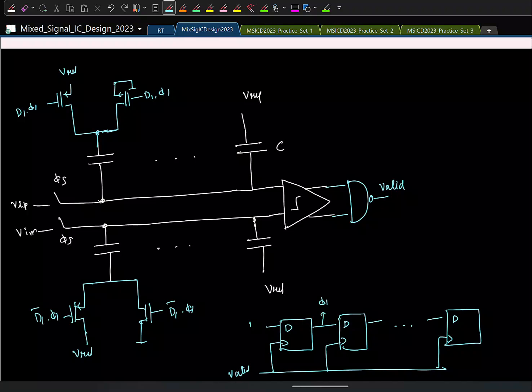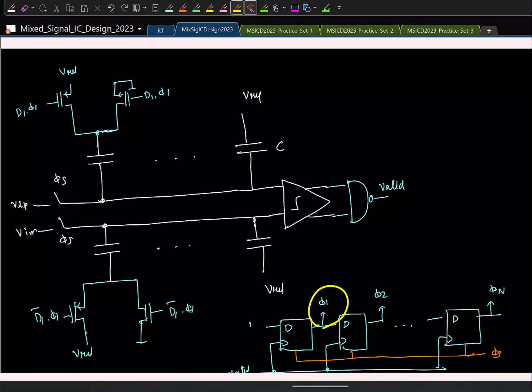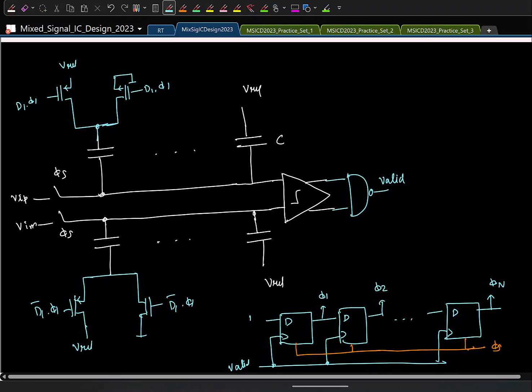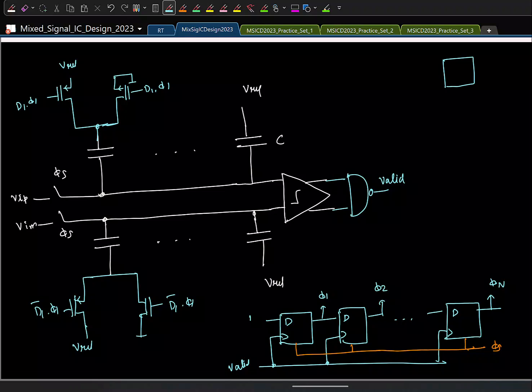So this is phi 1, phi 2, and the last clock is phi n. And remember, all these guys must be reset when we are sampling. So the reset is phi s. And these clocks must be used for saving the data. And for saving the data, we are going to use another bunch of flip-flops.